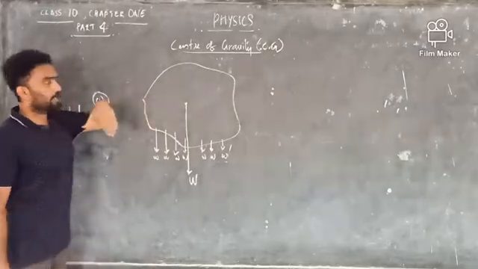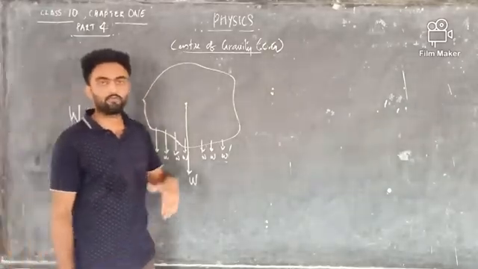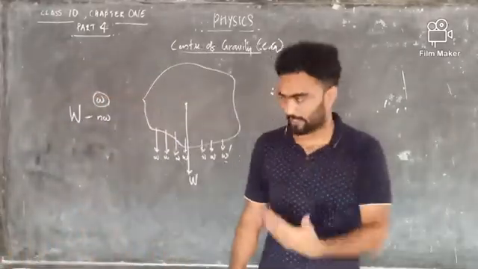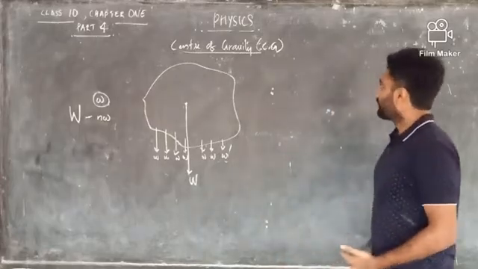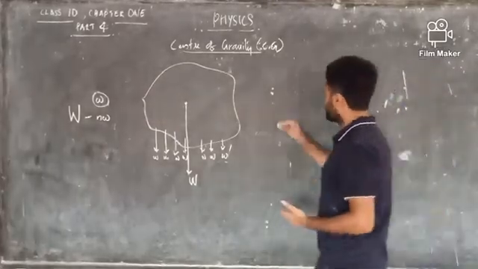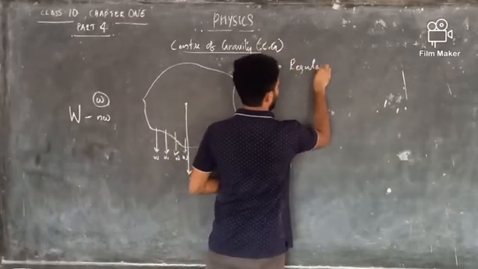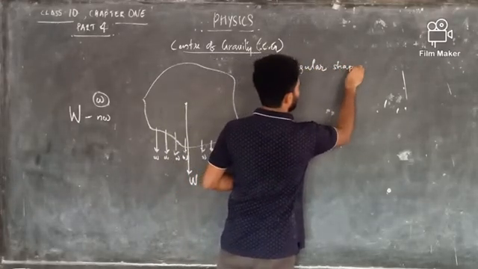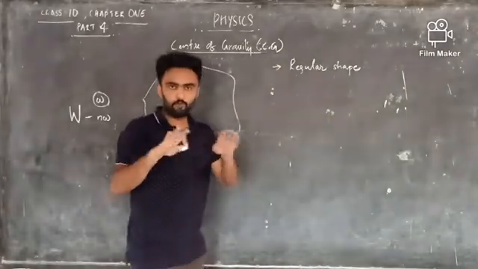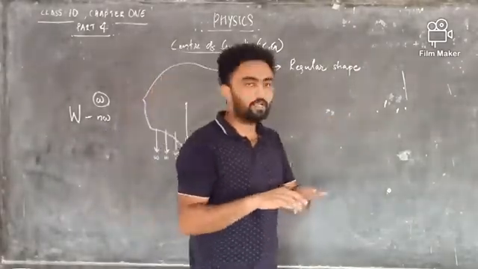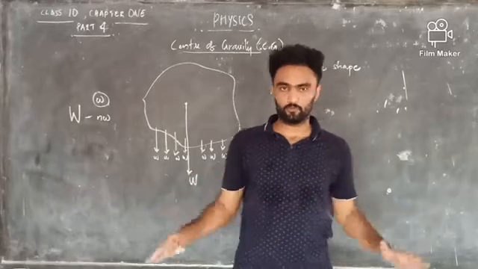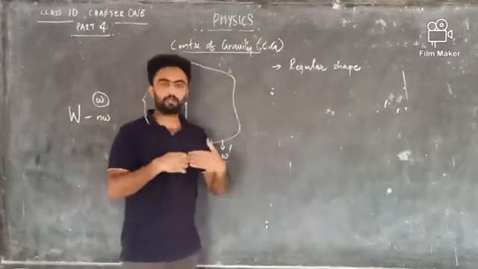And how do we determine the center of gravity of different bodies? That's our next aim. For that, let's consider the case of regular bodies. What is a regular shape? It means they have a definite shape, with definite borders, and their densities are uniform throughout. And how do we calculate their center of gravity?